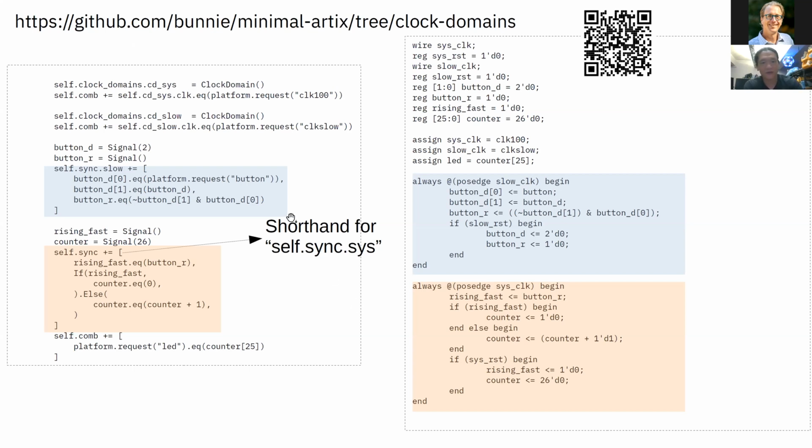So we have two clock domains we've defined. One is CD sys and CD slow. And here we do self.sync.slow, and that puts everything inside this array into the slow clock domain. This is the blue highlighted region. And we have self.sync, all this goes into the sys clock domain.